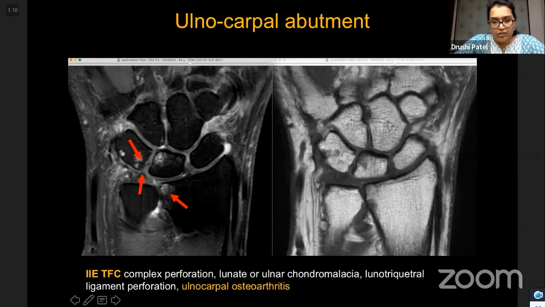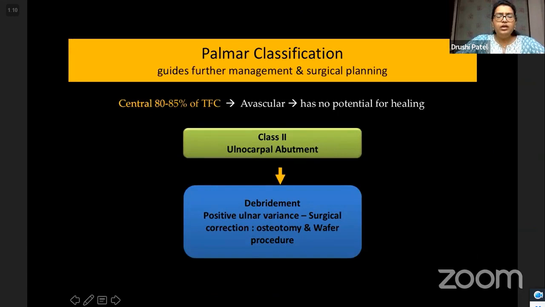2E being secondary osteoarthritic changes. Now, since the central 80 to 85% of the TFCC is avascular, it has no potential for healing and it may require debridement. In a severe case in a young patient, depending upon the clinical scenario, surgical correction may be planned with osteotomy, correcting the positive ulnar variance, so that it impinges onto the disc proper a little less. So that is the management for the degenerative TFCC.